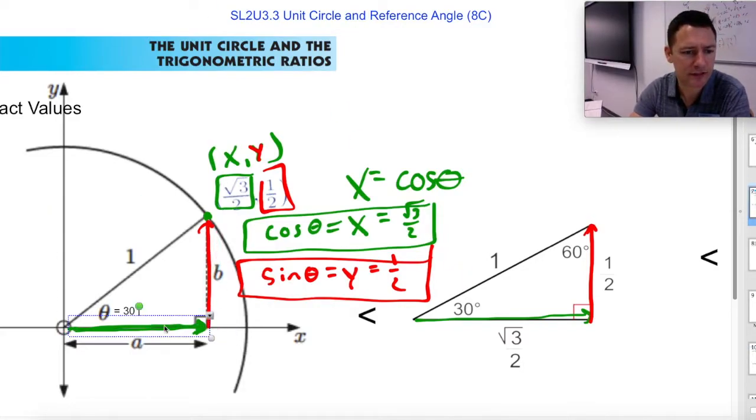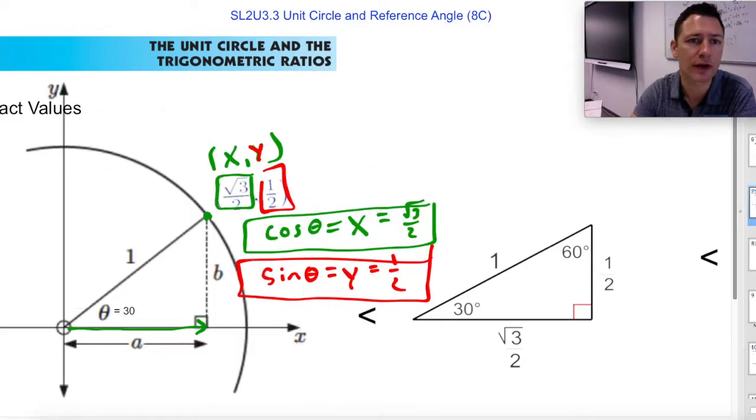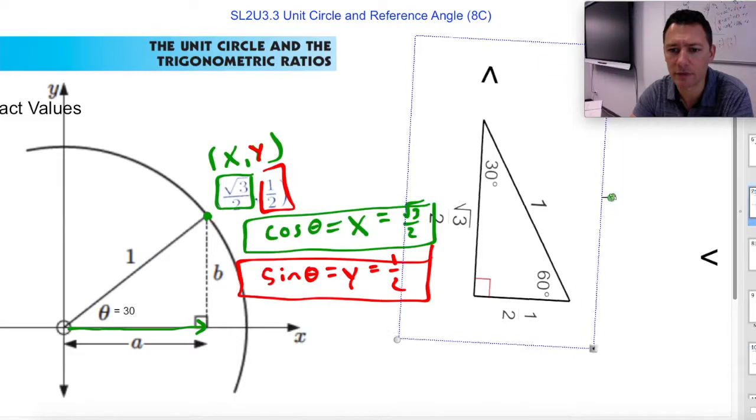Let's look at that with a 60-degree angle, right? 60-degree triangle. If we do the same thing there, but we turn this triangle around, it's basically this same triangle. It's just in a different orientation.